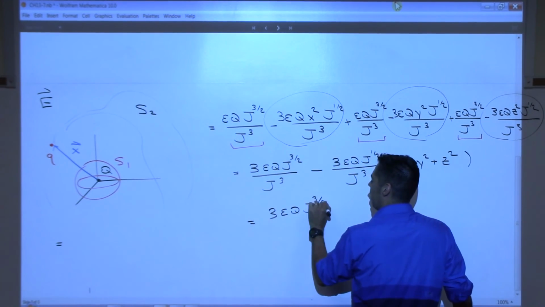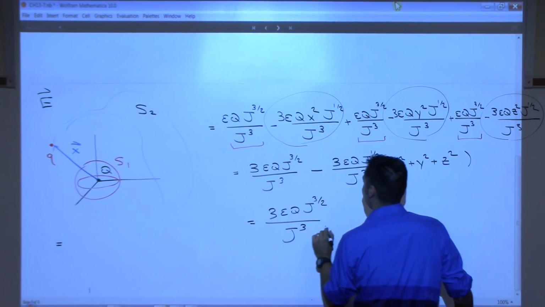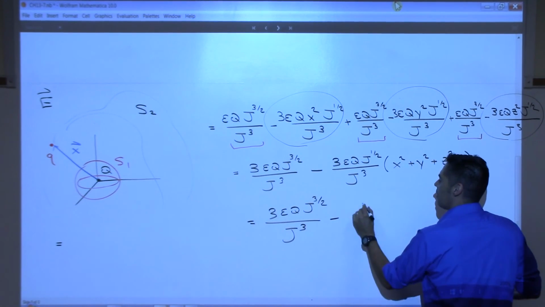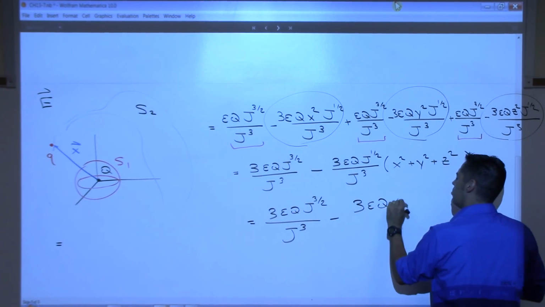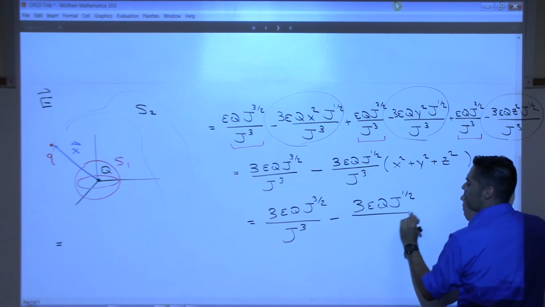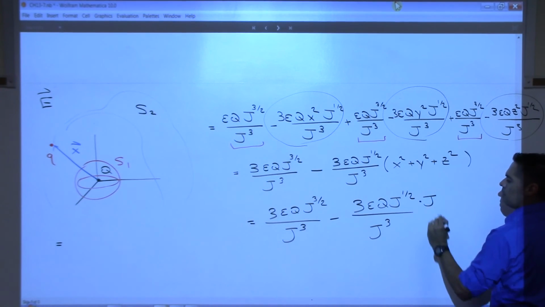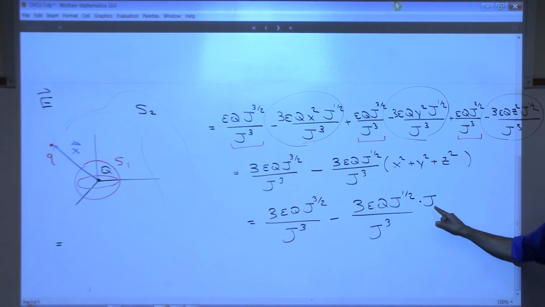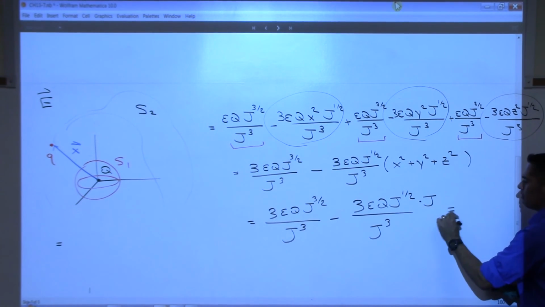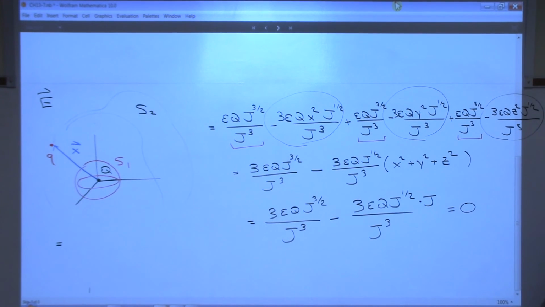3 junk to the 3 halves over junk cubed minus 3 epsilon q junk to the half over junk cubed. But this right here you said was just junk, right? And then junk to the half times junk, add the exponents, you get junk to the 3 halves. And then they're identical. 0. So div E is 0, which means that the left side of that equation I wrote earlier is 0.